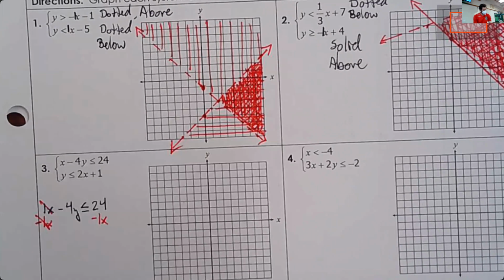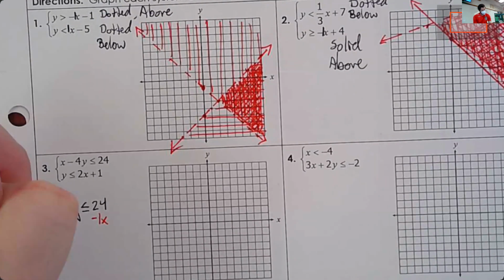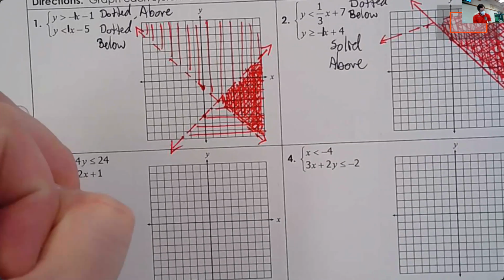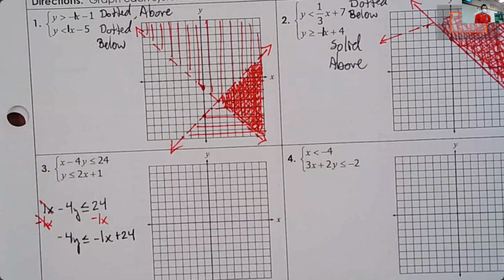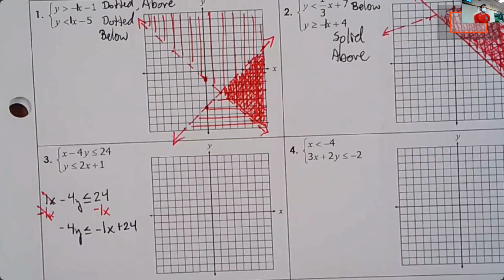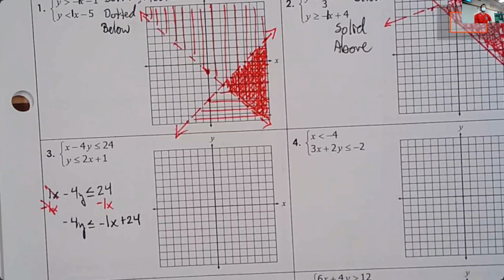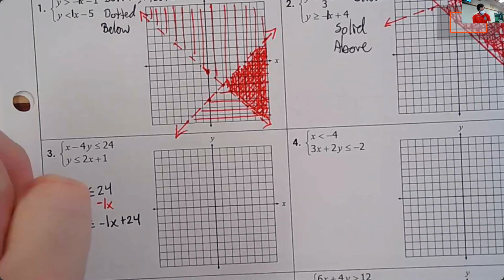And so that gives us negative 4y. So that's still a negative. Negative 4y is less than or equal to negative 1x plus 24. All right. Now we've got one more thing to do to get y all by itself. What is it? What do we have to do to get y by itself? Yep, we're going to divide everything by negative 4.